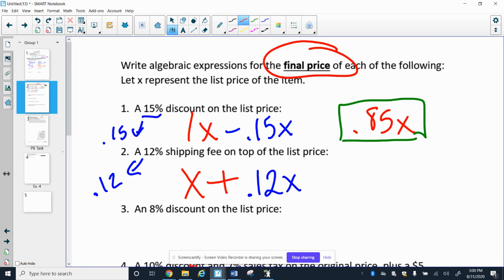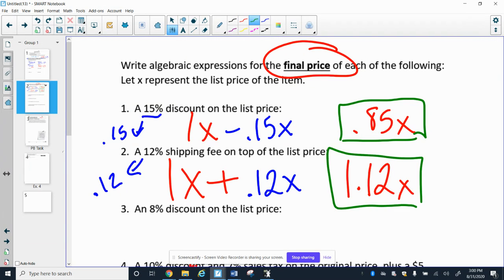Well, again, like number 1, those are like terms. This is really a 1X plus a 0.12X. Well, 1 plus 0.12, that's 1.12X. Okay, that would be our simplified expression.